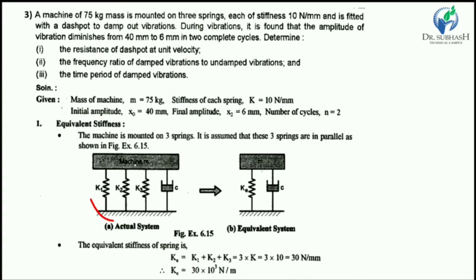So all these 3 springs combined stiffness we have to find out is called the equivalent stiffness. And here the springs are connected in a parallel connection, these 3 springs. So equivalent stiffness is found with K is equal to K1 plus K2 plus K3. So 10 plus 10 plus 10 is equal to 30 Newton per mm. So it is the equivalent stiffness, 30 into 10 raised to 3 Newton per meter.